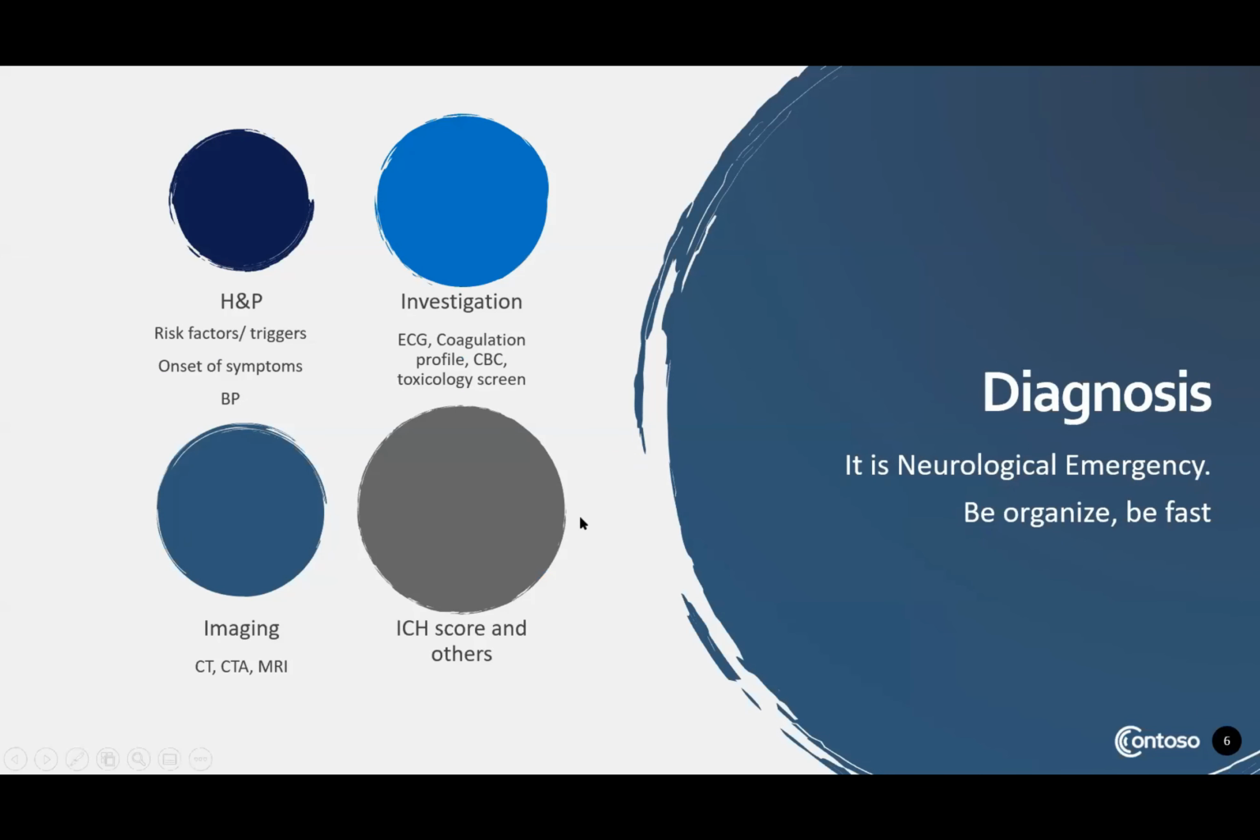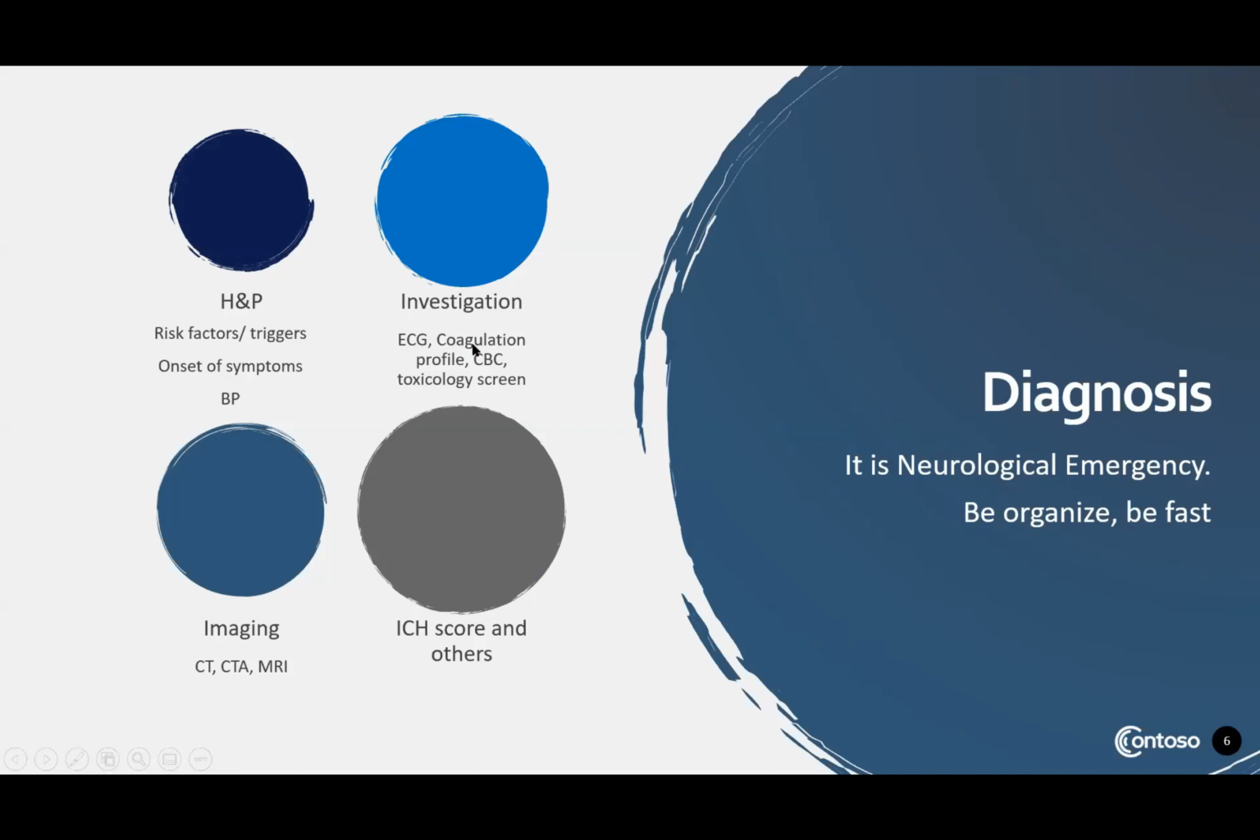The diagnosis of ICH, like the diagnosis of any medical issue, starts with history and physical examination. In the history, you have to ask about risk factors, triggers, onset of symptoms, and whether the patient has hypertension. Investigation: ECG is very important because sometimes you will see T inversions in these patients. Especially in subarachnoid hemorrhage, people see T wave inversion in the ECG. They think it's non-ST elevation MI, and they give anticoagulation and make the scenario of the patient worse.